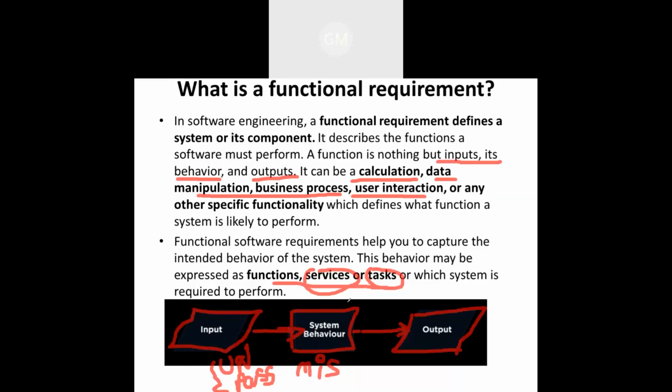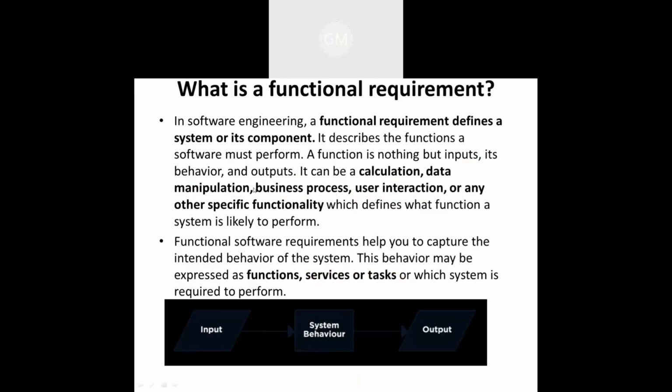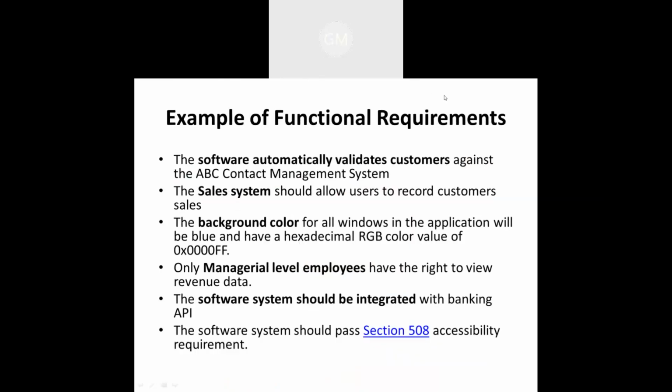So these are nothing but the functional requirements. For a particular system like this, you can list out the various functions, services or tasks which we need to perform in terms of the functional requirements. Now, what are the examples of functional requirements that we will see?